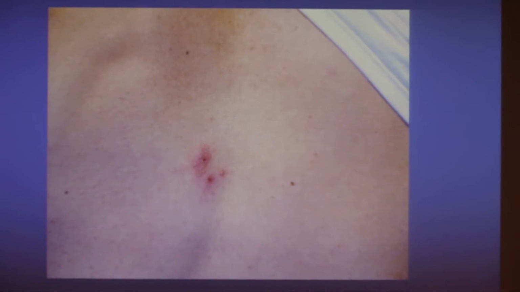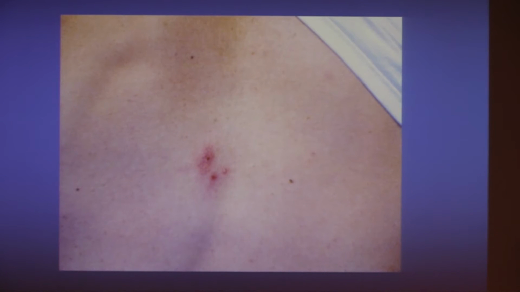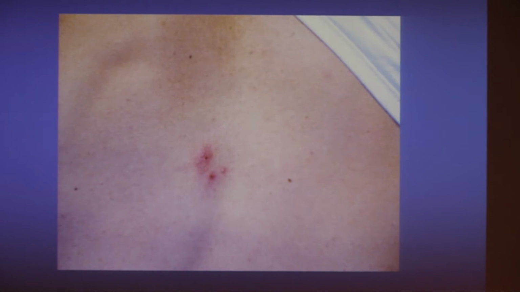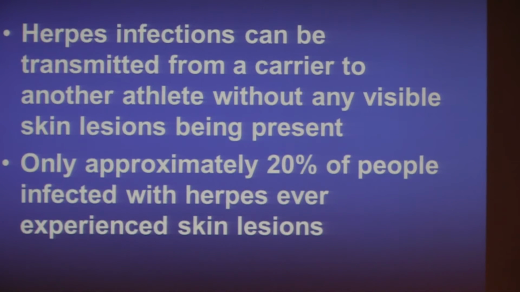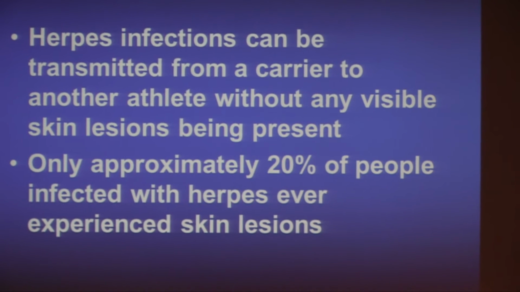Classic. That's in the middle of a kid's back. That was one of our kids, a wrestler. And you probably think, how did he get it in the middle of his back? Well, when you're wrestling, the guy on top, where does he put his chin a lot of times? Right on the back, especially if they're practicing or leaning on them. That's skin-to-skin contact. It can be transmitted by a carrier.